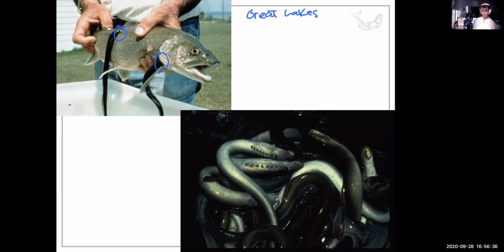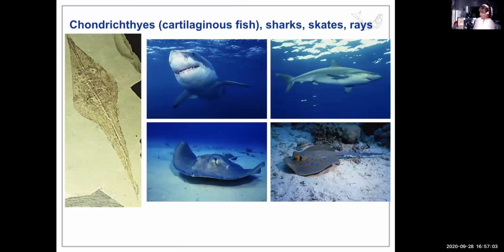And they also lack bone. So just like hagfish, lamprey lack bone. So no paired appendages, no bone, incomplete kind of vertebrae. So those are the agnathans. The gnathostomes are jawed fish. So all of the rest of the fish that we're talking about are jawed.